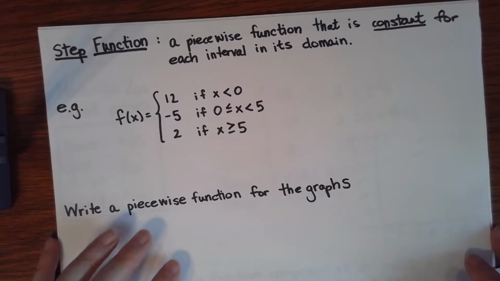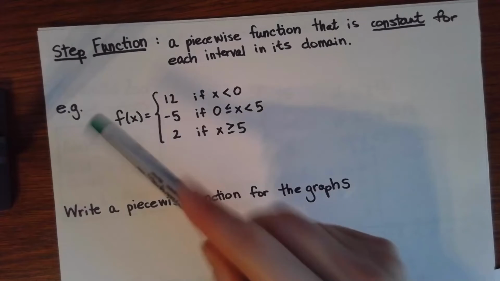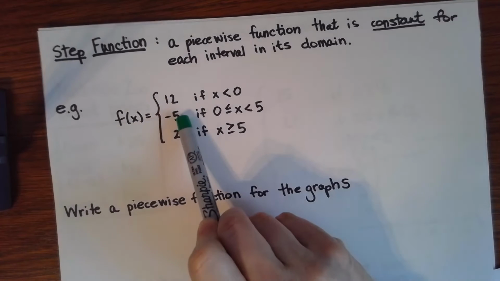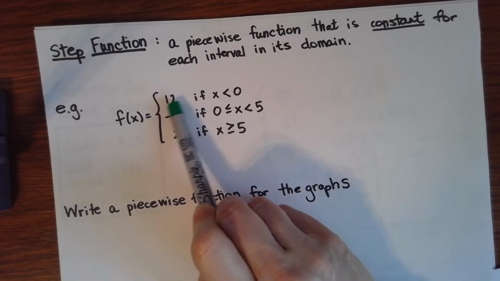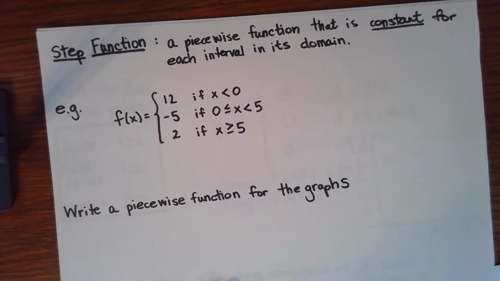Now this kind of function, where I have this straight line and then another straight line and then another straight line like this, horizontal straight lines in particular, is a special kind of piecewise function called a step function. So a step function is a piecewise function that is constant for each interval on its domain. So notice, okay, every time I define the function, there's a constant value here, like 12, -5, 2, for each interval of its domain.